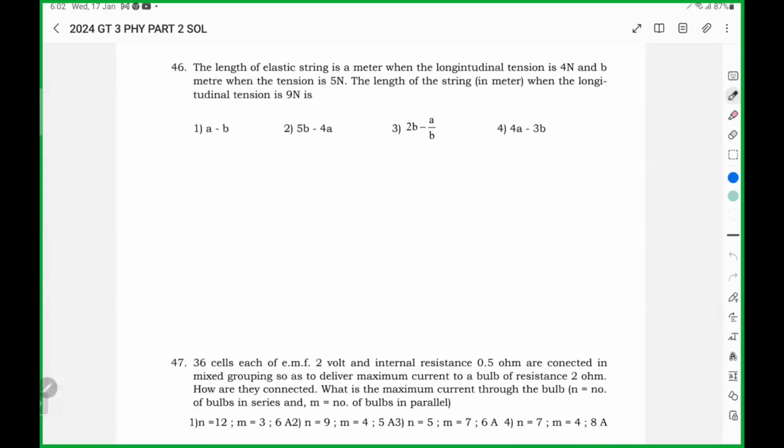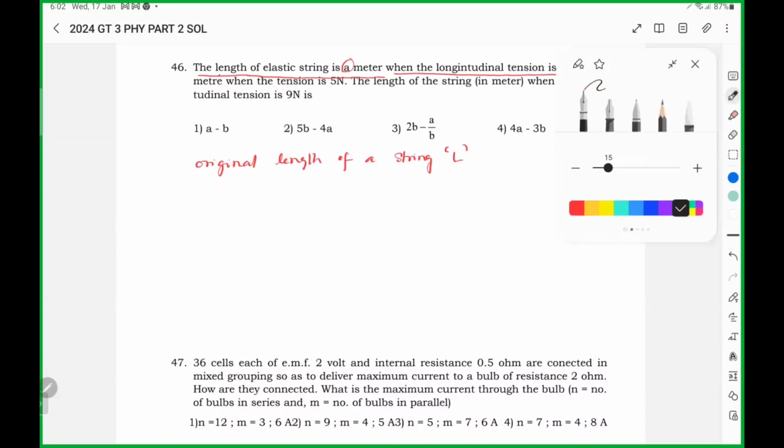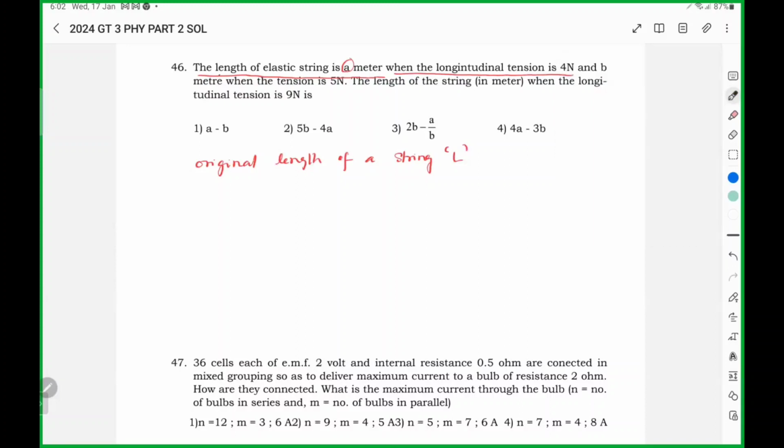So here, the length of an elastic string is A meters and the longitudinal tension is 4 newtons. We don't know the original length of the string. Let the original length be L when it is not subjected to any tension.